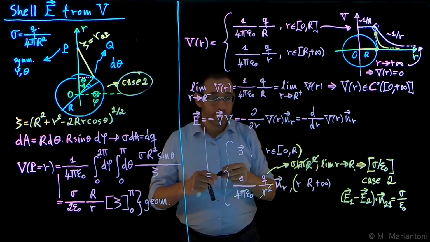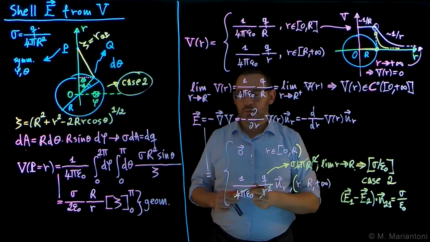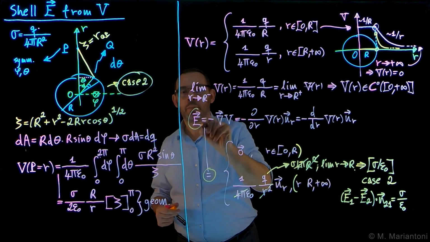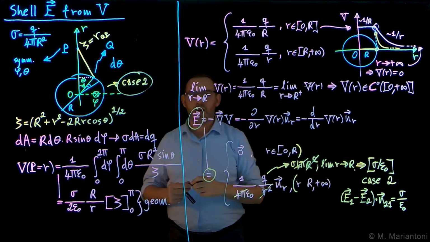Which we already plotted before. That's for the electrostatic field, okay? So this is for E. That's what I plotted there. All right, that's it.